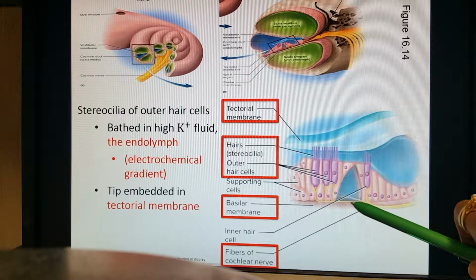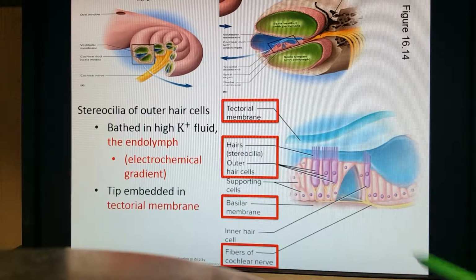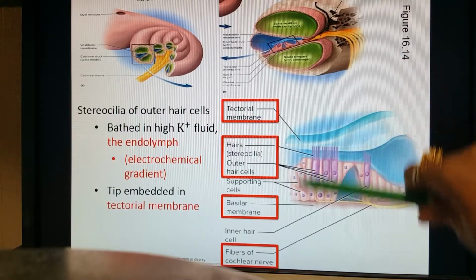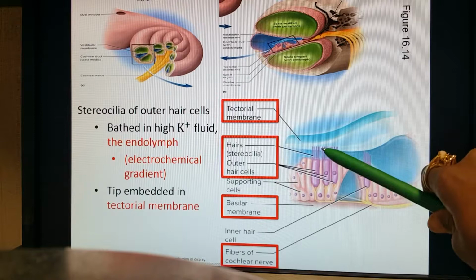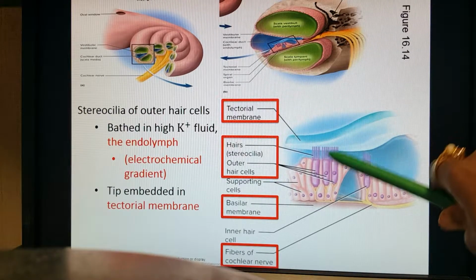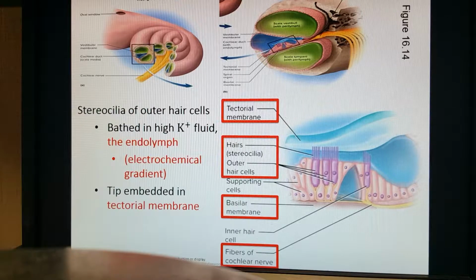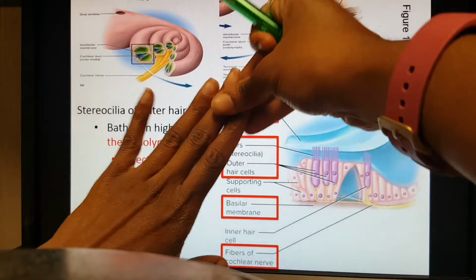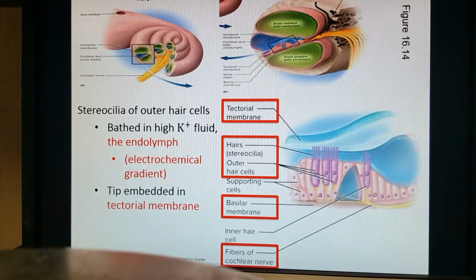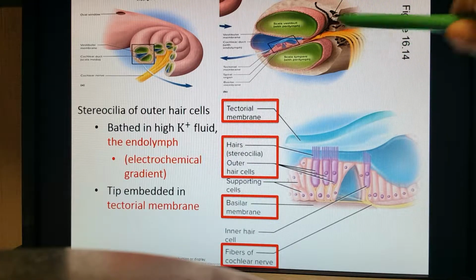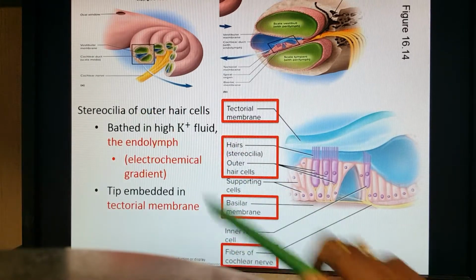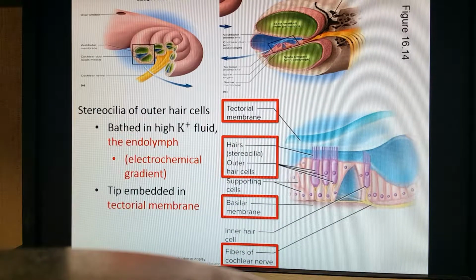And below our hair cells, we have our basilar membrane. Our basilar membrane is actually going to move in response to those sound waves. When it moves, it's going to cause the hair cells to change position. And the tectorial membrane, by reason of attachment, is going to pull on those hair cells and cause the changes for sending an action potential. The action potential is then sent through the fibers of the cochlear nerve out the back of the cochlea and joins with the vestibular nerve to form your vestibulocochlear nerve.